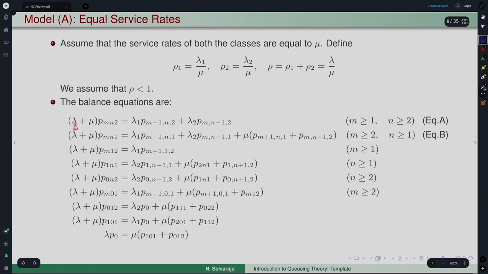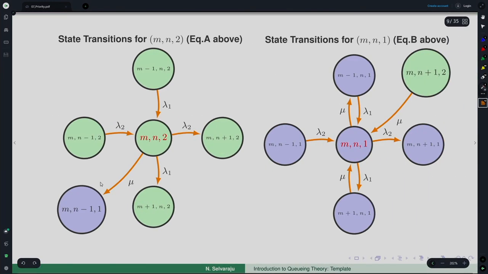Lambda 1 plus lambda 2 plus mu is the rate of going out of state mn2. It's clear, right? Now, from which way can it come to this state mn2? It could have been mn-1, 2, and with an arrival at rate lambda 2, an arrival of a lower priority customer, it can move to mn2.